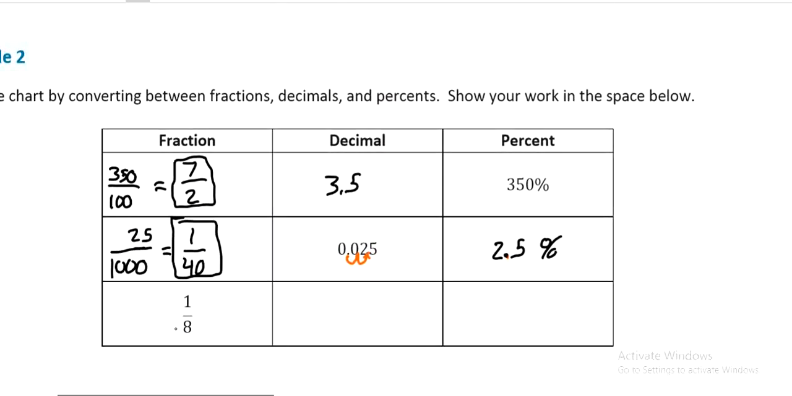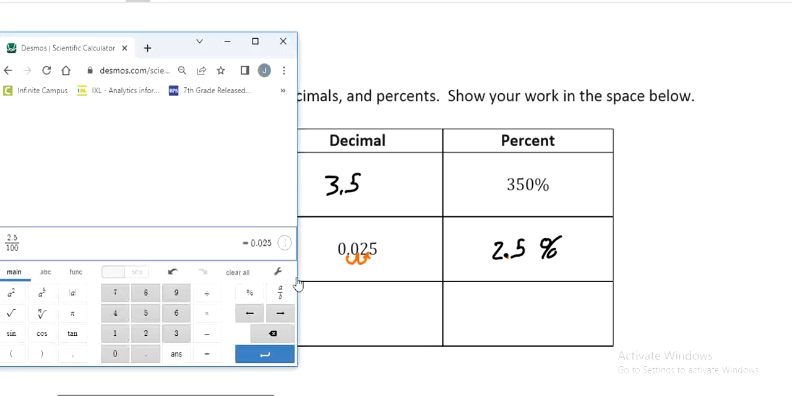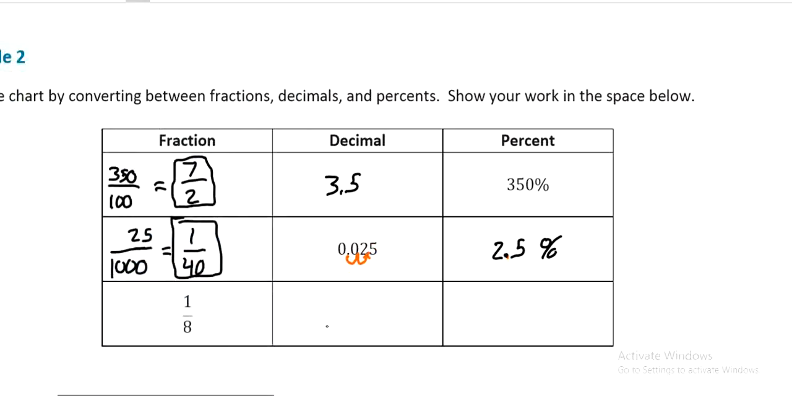All right, now we have a fraction. So 1 over 8. 1 over 8 as a decimal. Simple enough, we know how to do that. 1 divided by 8 gives us 0.125. So I'll write that in, 0.125.